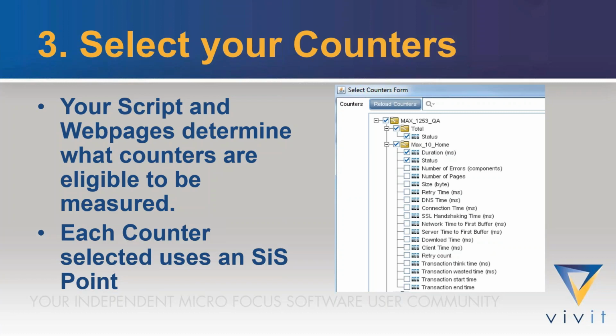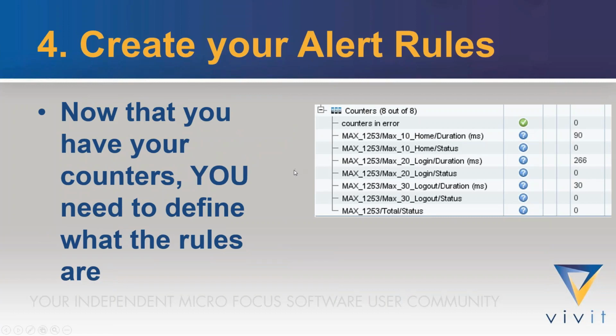Each counter you select uses a SiteScope point. That is how SiteScope is licensed, by points. So you pick the ones you want. As you can see here, I picked just a couple. Total and status. Once you have your counters, you need to define what the rules are. Here we have our counters we selected, but there are question marks, which means it doesn't know if this response time of 90 milliseconds is good or bad. So you have to teach it what the rules are because it doesn't know.